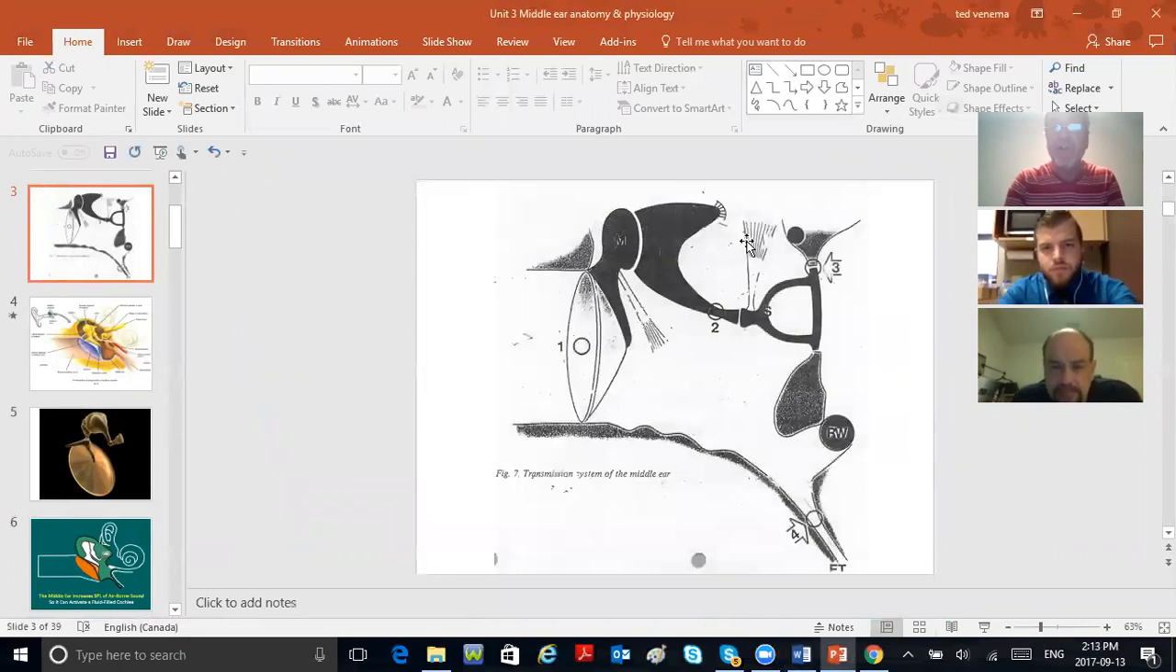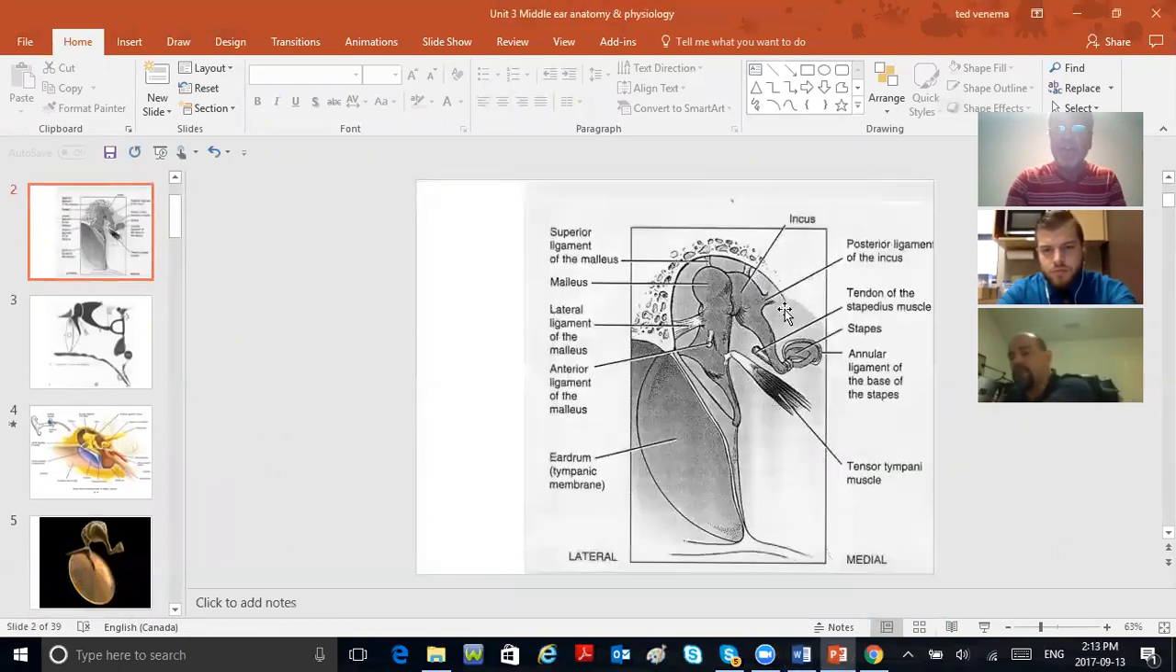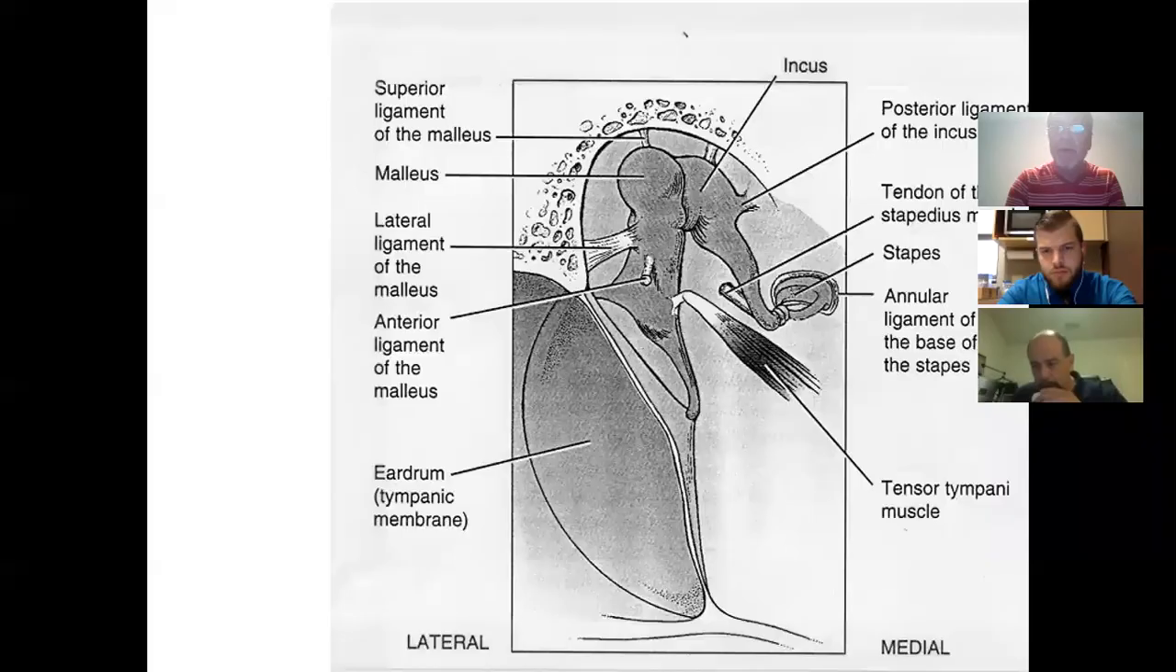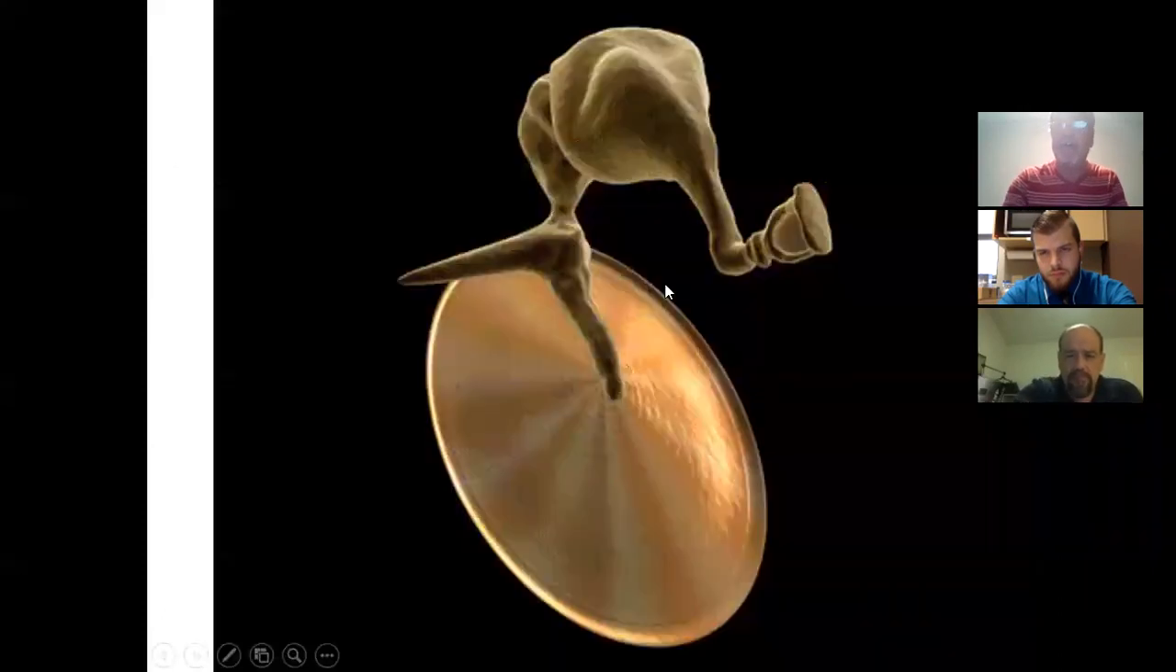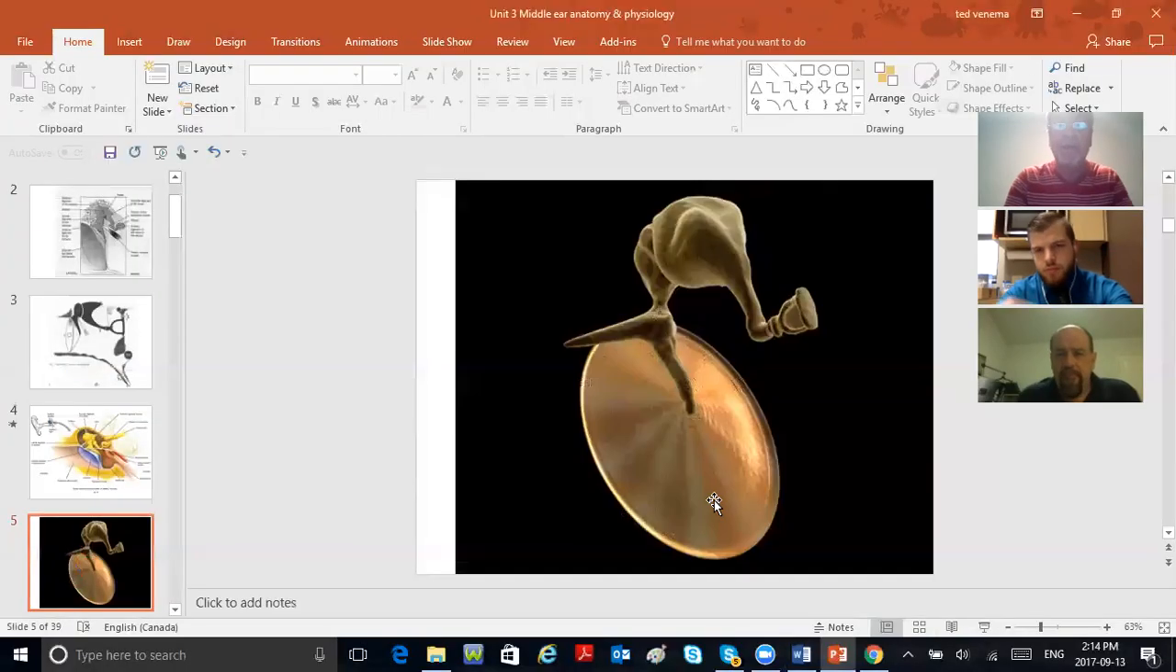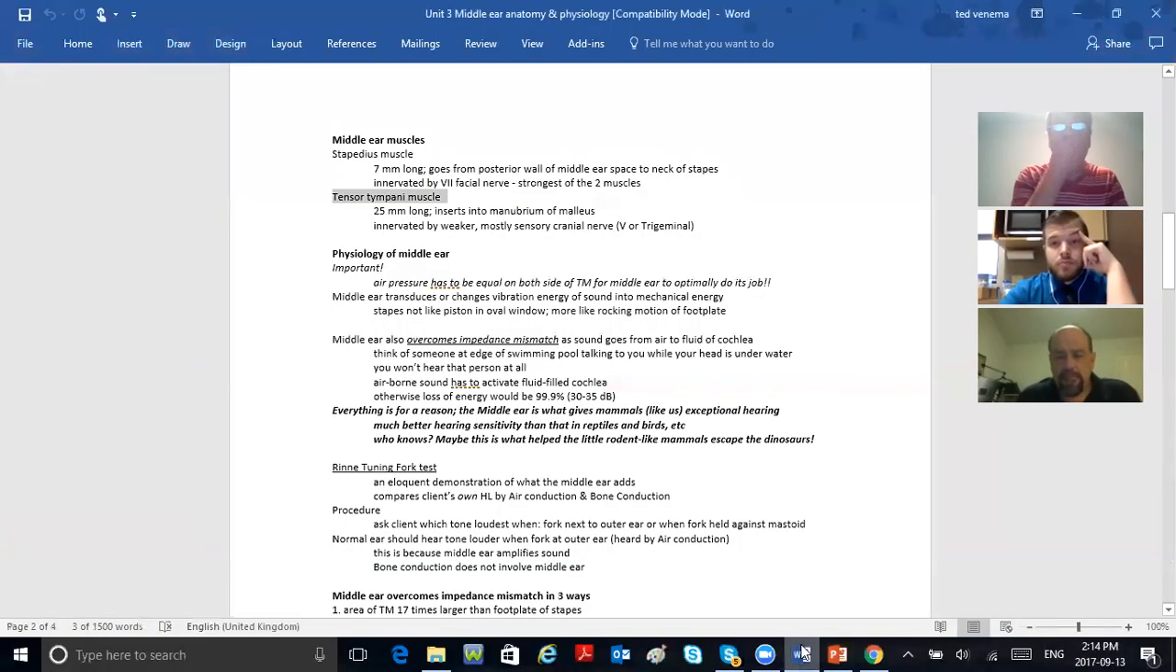Tensor tympani muscle, stapedius muscle. Shown earlier here, I'll blow this up. See how big the tensor tympani muscle is here? Bigger but weaker. The stapedius muscle, smaller but stronger. Okay? And again here, tensor tympani muscle, is a great big thing. I'm not seeing any stapedius muscle shown here. I don't have the picture of it on this particular diagram. Don't know why, but no matter. We don't have to worry about that now.